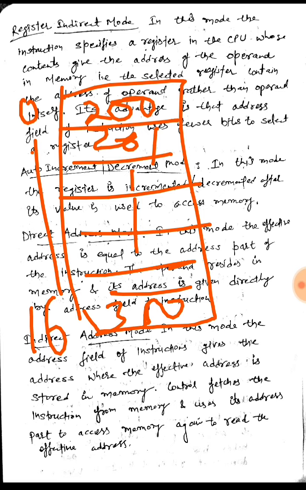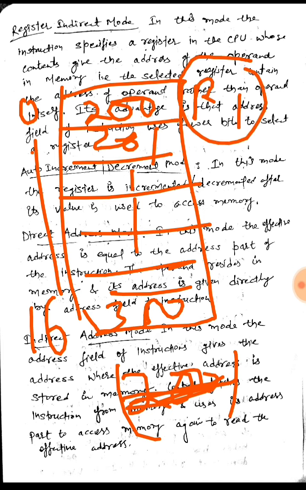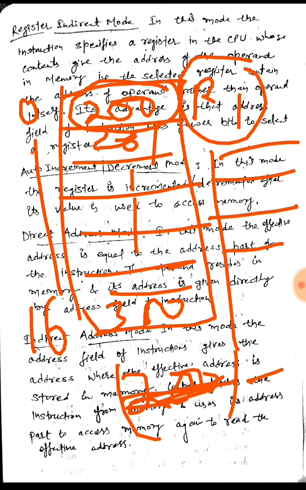So if it is written in the operand, that is 200, or I can say if this is my register R1, then in the register I will get another address, that is the address of some memory location, which then contains the data.